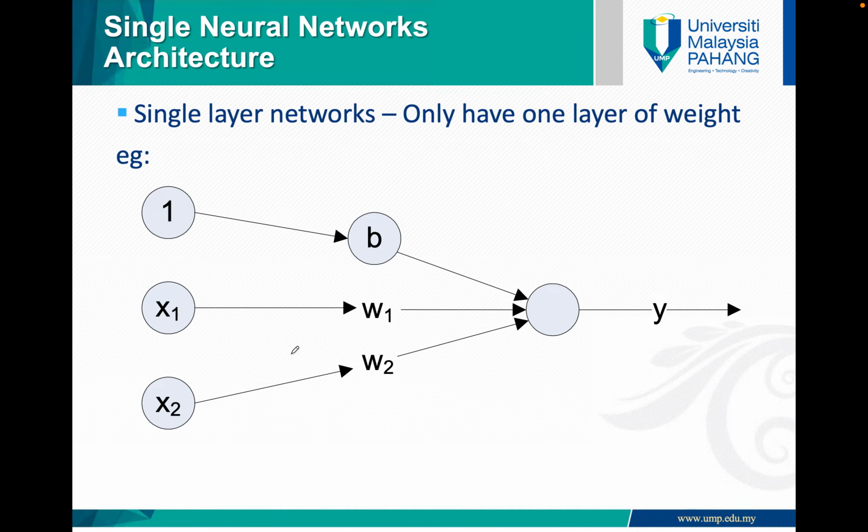So this is an example of a single layer neural network architecture. Single layer means we only have one layer of weight. Example, you can see here, you have input, and then you have weight. You have bias. You put everything in the neuron, and then you have the output. That is a single layer network.